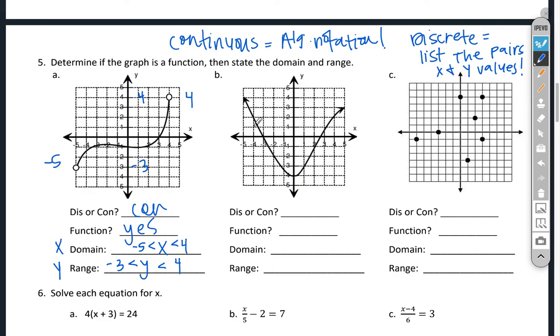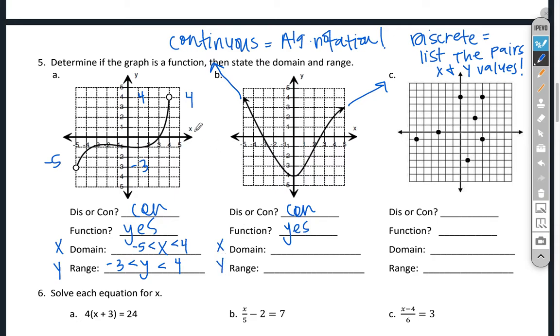All right, B, is it discrete or continuous? This is continuous. It has a line. Is it a function? Does this pass the vertical line test? Yes. All right, now we need to notice that these have arrows, okay? So that means there's part of this graph that we don't know what's happening to, right? So, once again, we're looking at x and y.